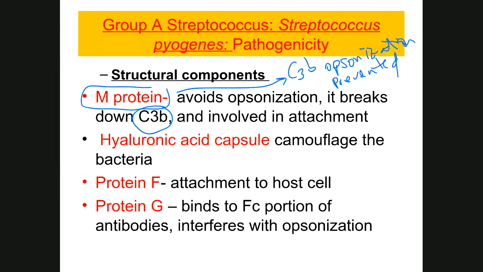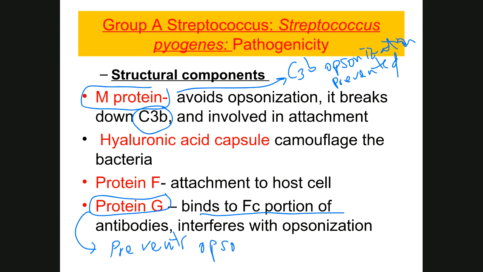Another protein is protein G, which is an Fc receptor. That means it is similar to the protein A of Staphylococcus. And again, protein G is going to prevent opsonization, but in this case, opsonization by antibodies. Again, with these, the organism can escape phagocytosis.